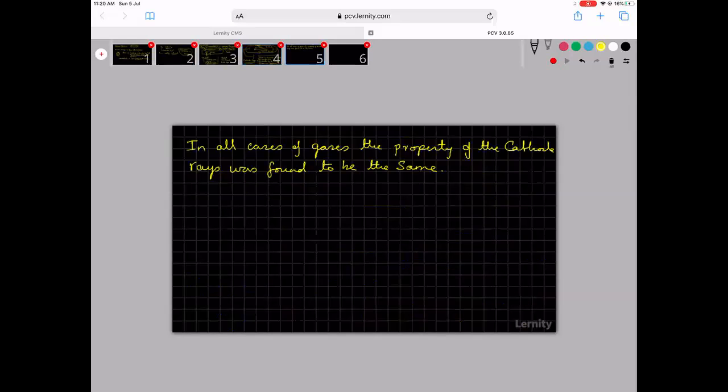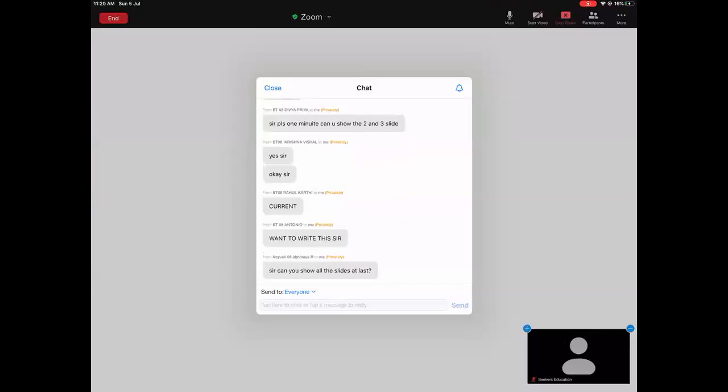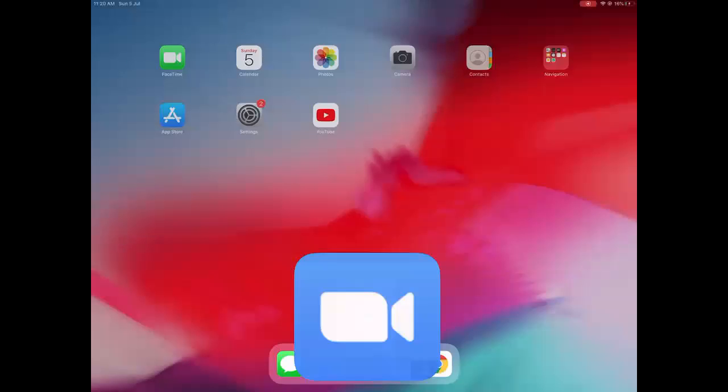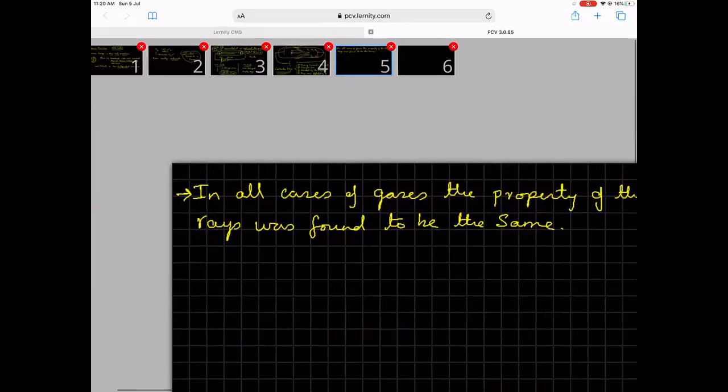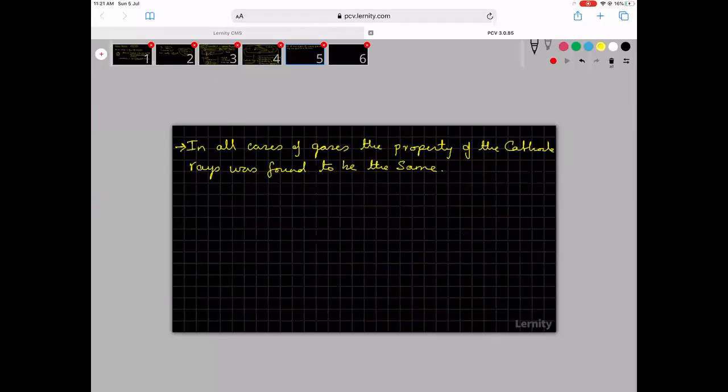Now I'm explaining this point that in all cases they found that the property of the cathode rays was the same. Now what can you infer from this? In all cases, irrespective of the nature of the gas, the property of the cathode ray was the same. So what I could infer from this is that all gases have this type of particle.